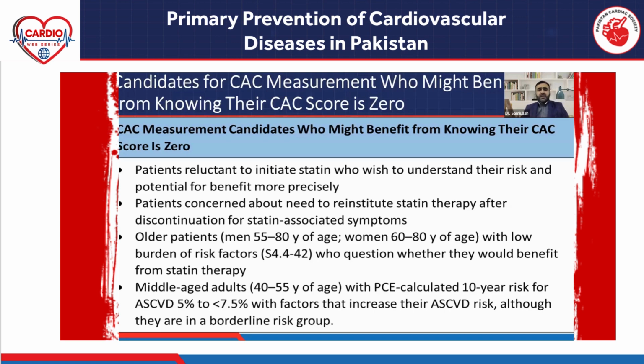The middle-aged adults with the 10-year ASCVD risk of 5 to less than 7.5%, with other factors that increase the ASCVD risk, and they are at borderline. So the risk is less than 7.5. They have other factors, but they are not intermediate. You need to further decide whether statin therapy will help these patients or not. So you measure the coronary artery calcium score in these patients.